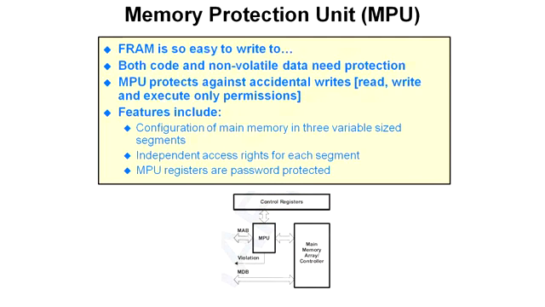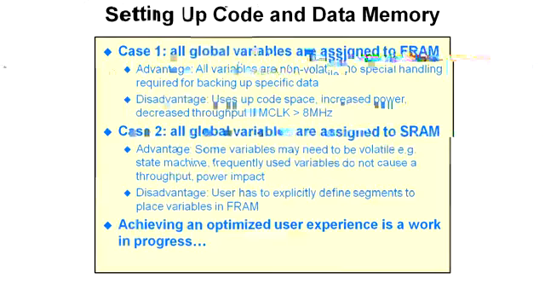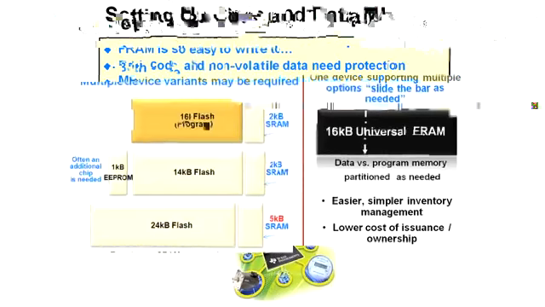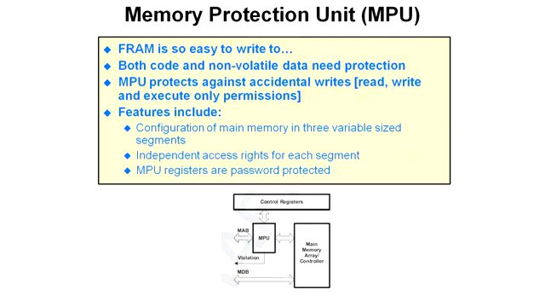Unlike most MSP430s, the FRAM series of parts have a memory protection unit. The FRAM is so easy to write to that both the code and your non-volatile data need protection. So the memory protection unit can protect against accidental writes by enforcing read, write, and execute only permissions. You can configure main memory in 3 variably sized segments, and in each one you can allow either read or write or execute only inside those.